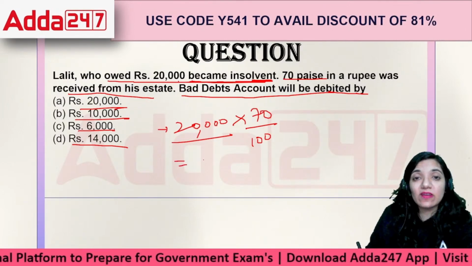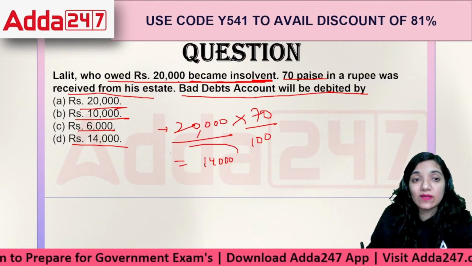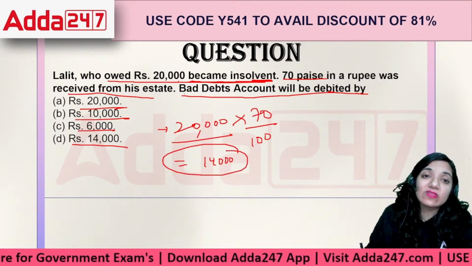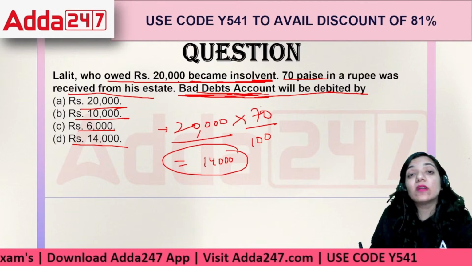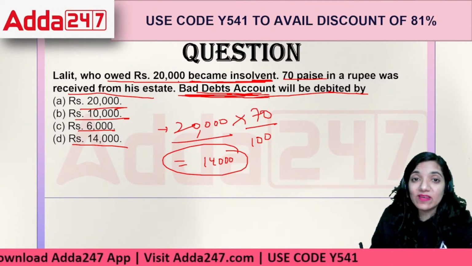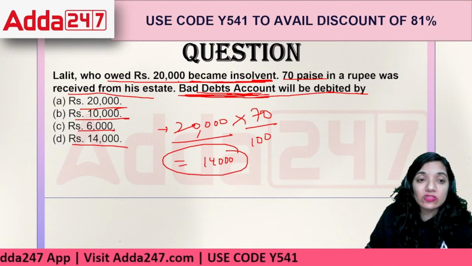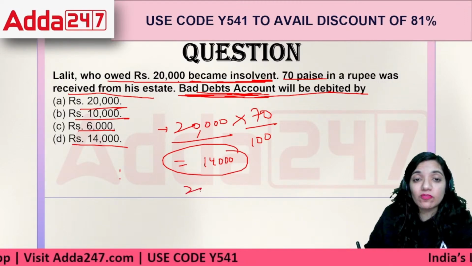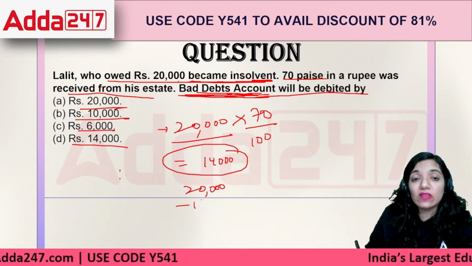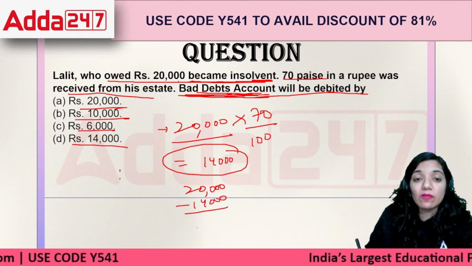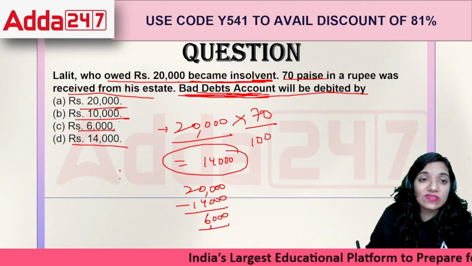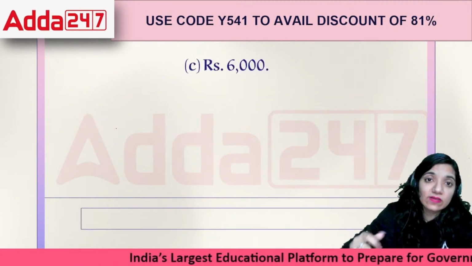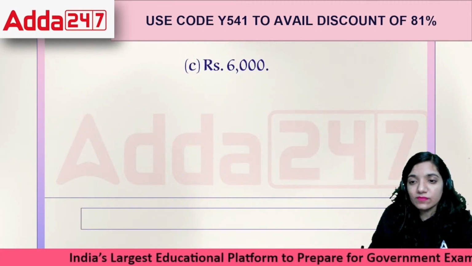So he has paid 14,000, right? If he has paid 14,000, then the amount which could not be recovered, which would be called bad debt, would be the remaining amount. Out of the entire amount of 20,000, 14,000 is already recovered, but the remaining 6,000 is not. So the correct answer is 6,000 rupees. Right?